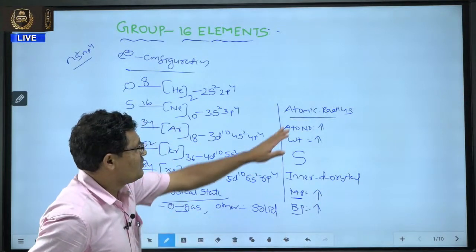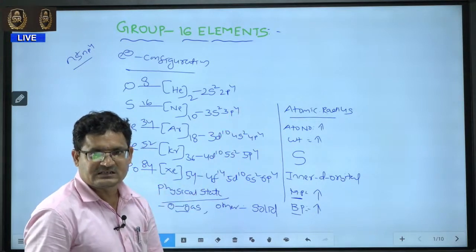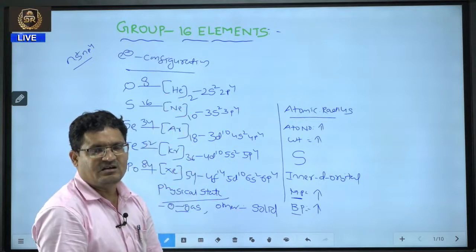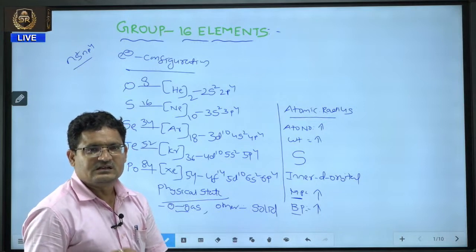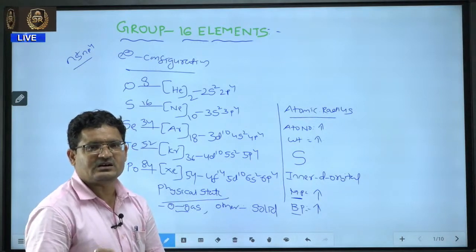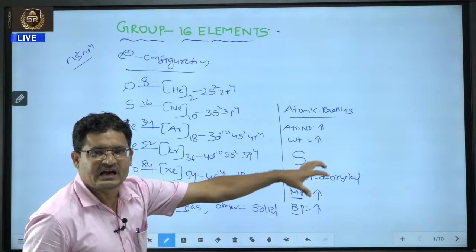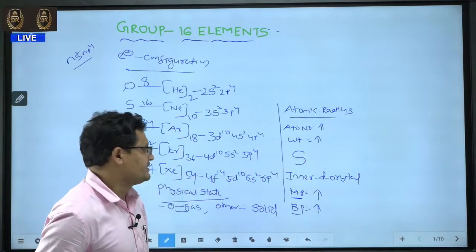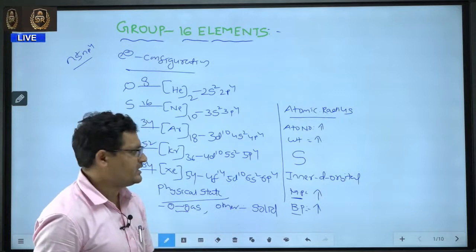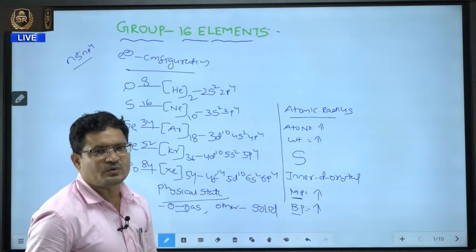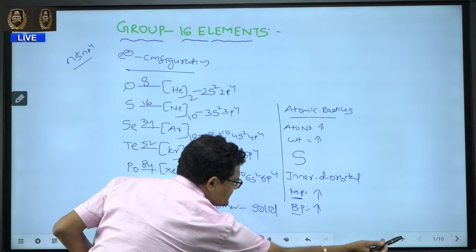So this is atomic radius. From top to bottom atomic number increases, and atomic weight also increases. This is due to the differentiating electron entering the next higher energy shell, suggesting it has less predominant effect beyond sulfur. Physical state: oxygen is a gas, while the other elements are solid. Melting point and boiling point both increase from top to bottom.